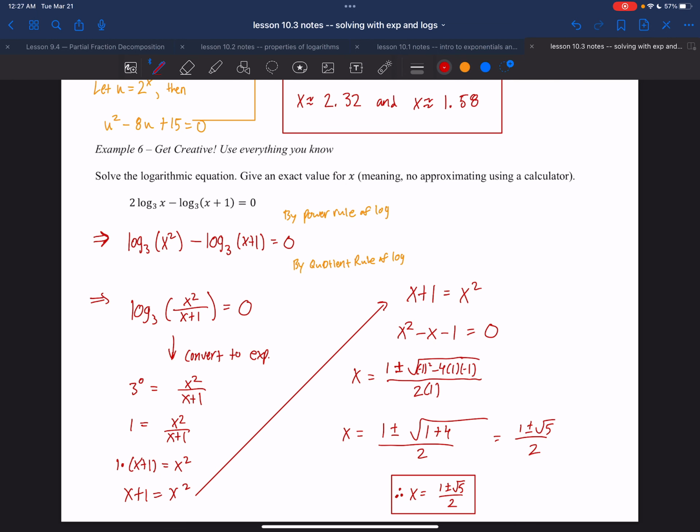Finished. Okay? So this problem, we used a few things. We used the properties of logs to combine to a single logarithm. We converted it to exponential form, and then it became something we were very familiar with. It was just a quadratic that we could use quadratic formula on. And that's it. Okay. All right.